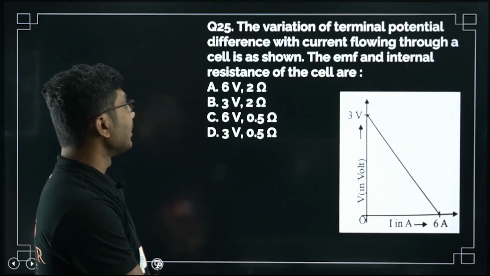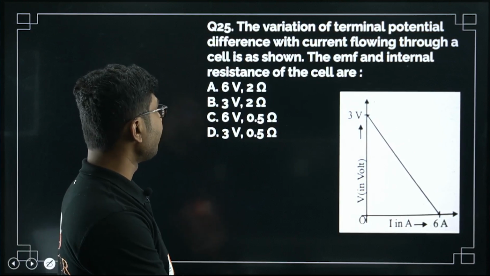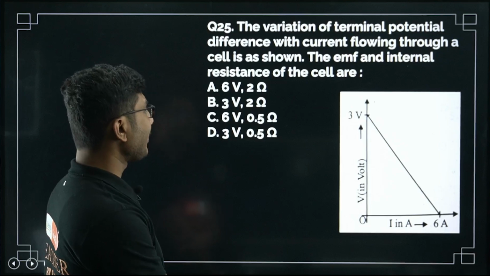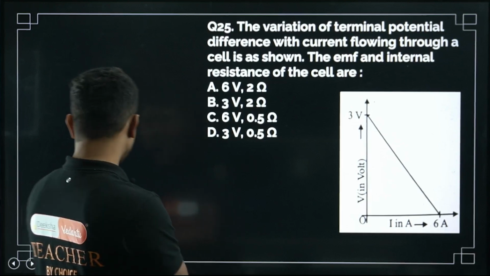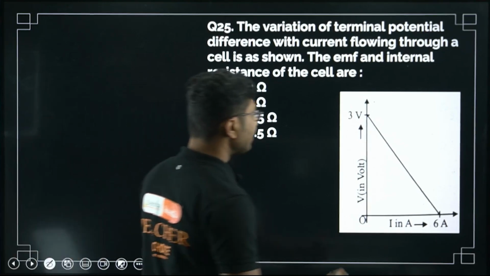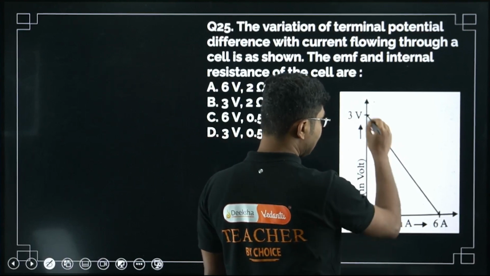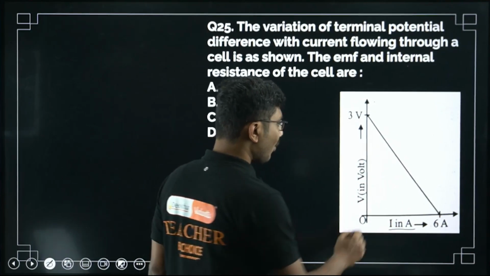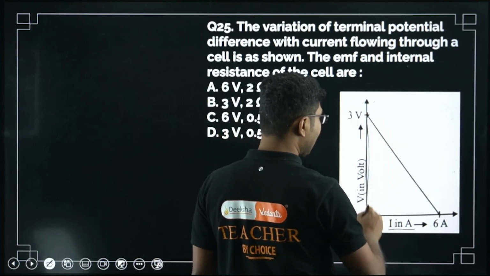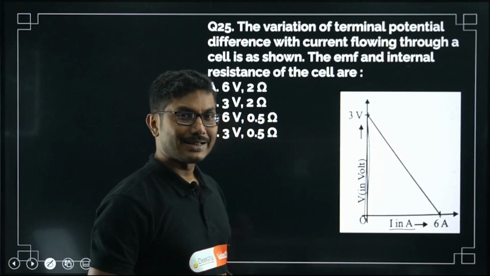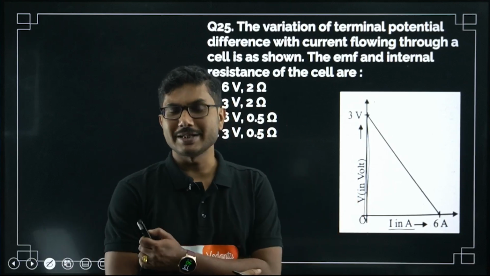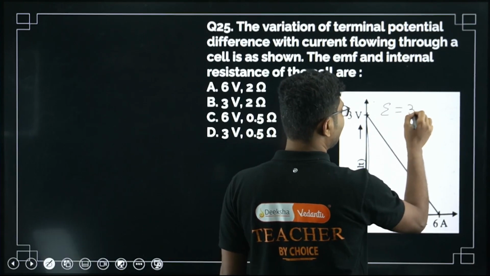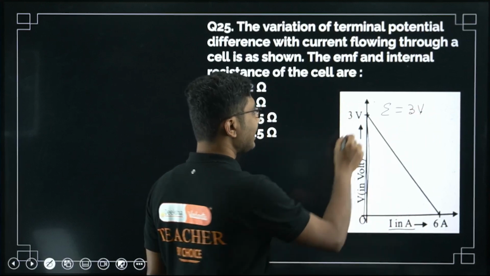Next question, the variation of terminal potential difference with current flowing through a cell is as shown. Find the EMF and the internal resistance of the cell. So this is an easy question. As you can see, this is a variation of terminal voltage and current. Now when the current in the circuit is 0, whatever potential you are measuring is actually the EMF of the cell. So EMF of the cell is 3 volt when current is 0.